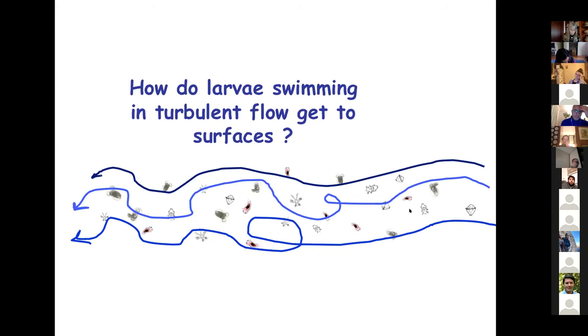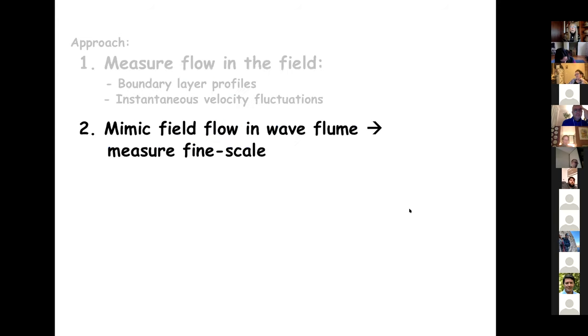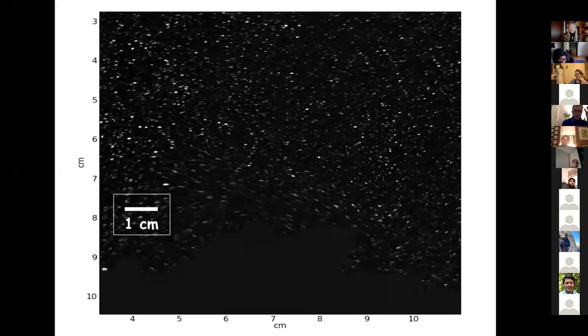Now I want to move off the substratum and briefly consider how swimming larvae in turbulent flow get to the surfaces that we've been studying so far. Again, to study this, we need to mimic the flow we measured in the field in a wave flume and make measurements on a fine scale. But we're going to use different techniques this time.